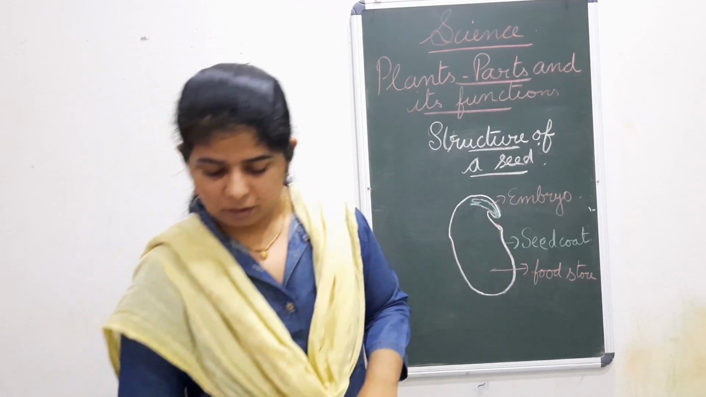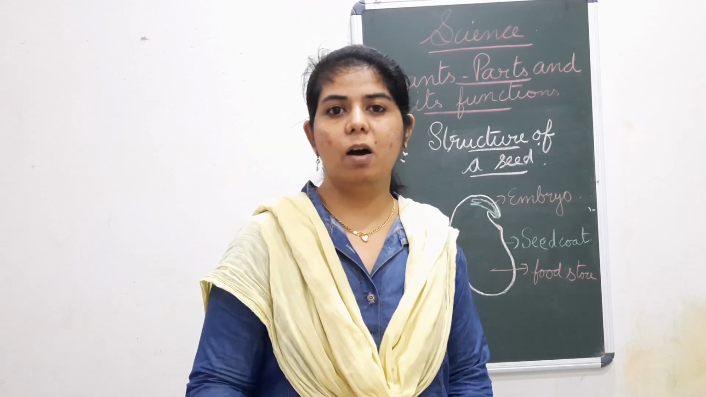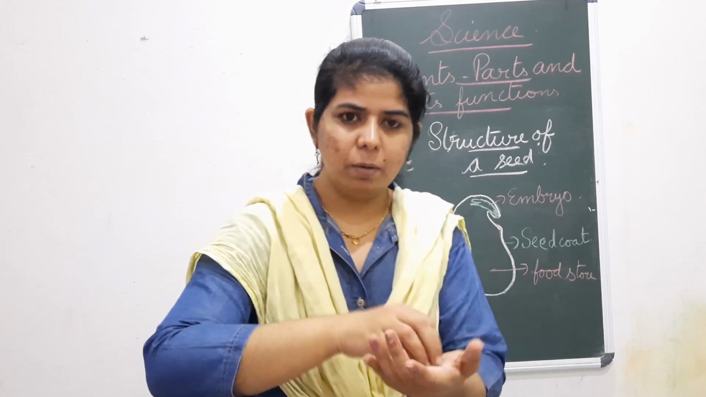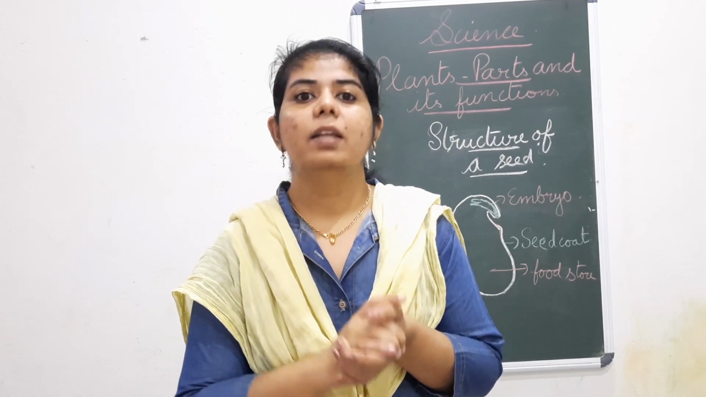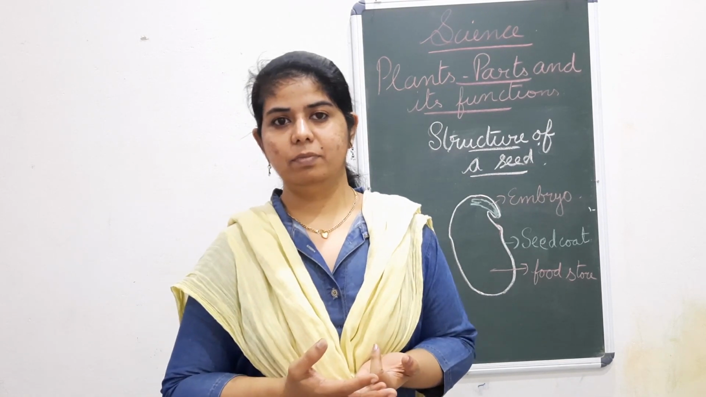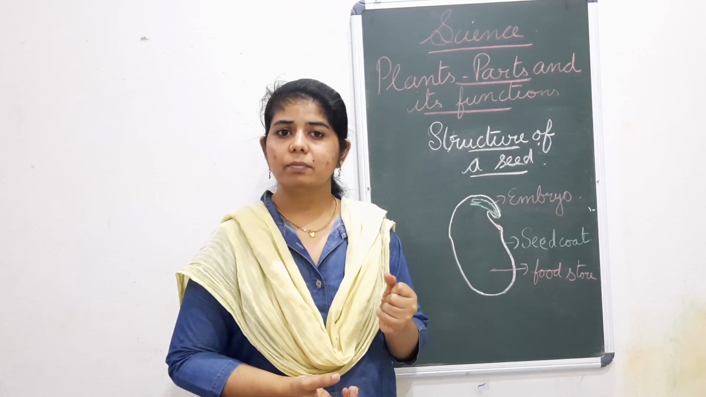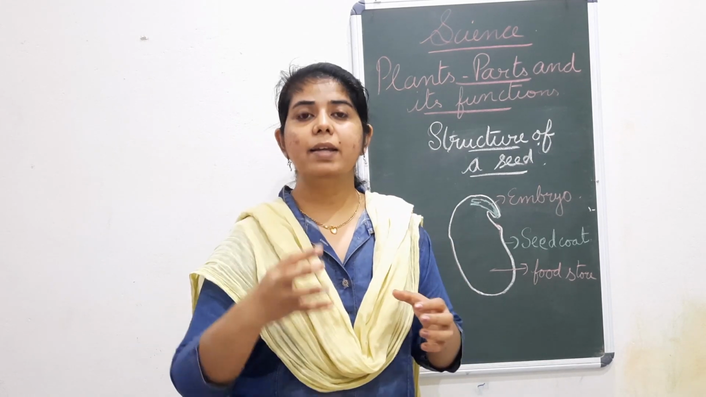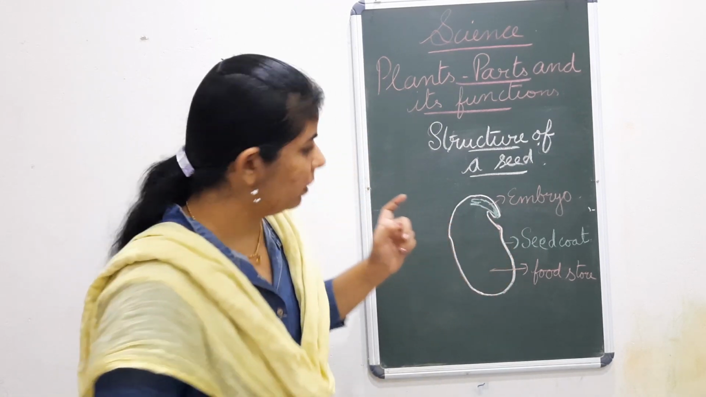Now, germination is the coming out of the baby plant from the seed. When you plant it inside the soil, for that also, what things do they need? They need good water, air and sunlight. Understood? For the baby plant to come out of this seed, it needs water, air and sunlight. That process of the baby plant coming out of the seed is known as germination.